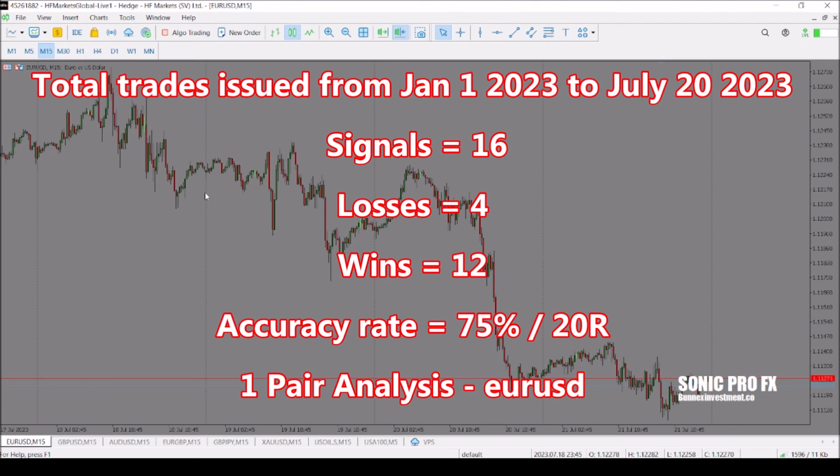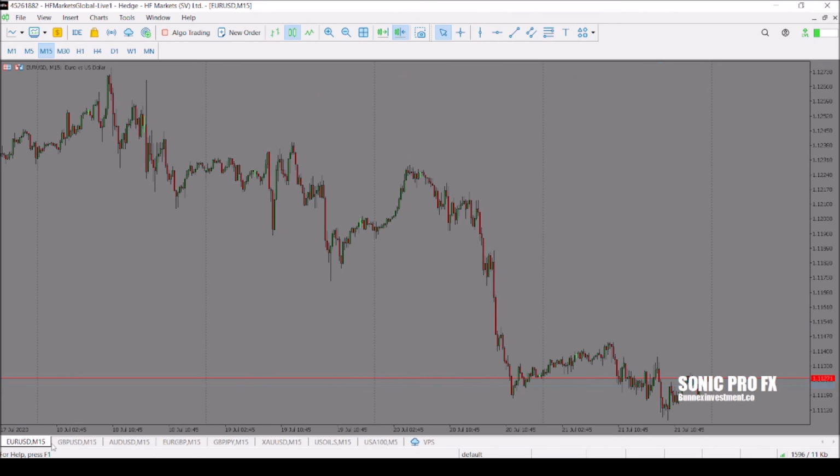So we lost 4 and we won 12, and our accuracy rate is actually 75%. So you can as well add it on other pairs. Someone may actually say, how many trades am I going to get per month? And per month you are likely to get 8 to 12 entries on the selected pairs that we advise you to trade on, which are pound US, odd US, euro GBP, JPY, and gold.